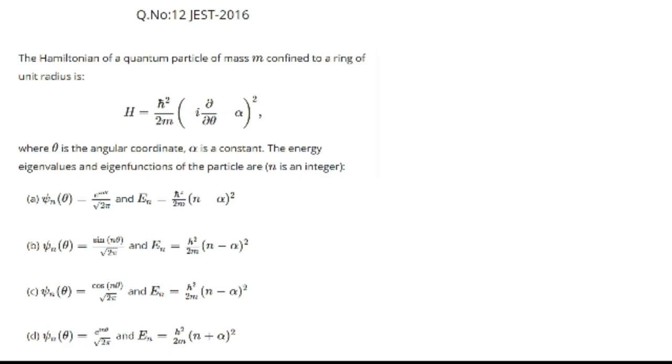So let's try. We can break these things down now. The first term will be minus h cross squared by twice m, del 2 del theta 2. The last term will be h cross squared alpha squared divided by twice m. And the intermediate term is plus twice i alpha del theta.